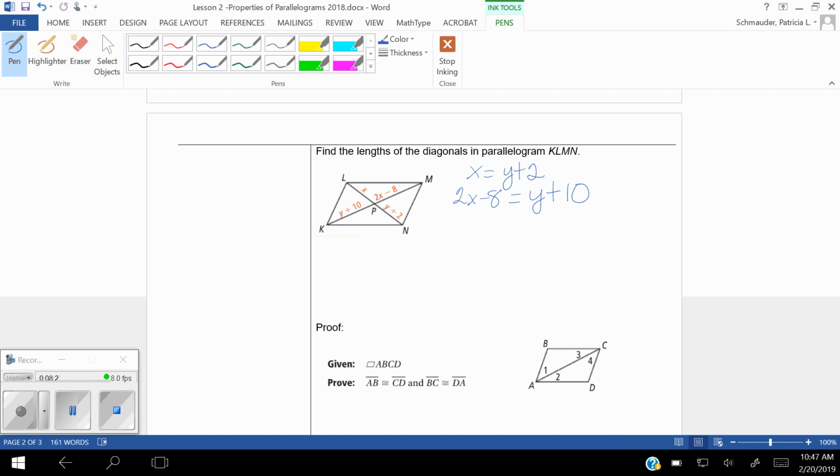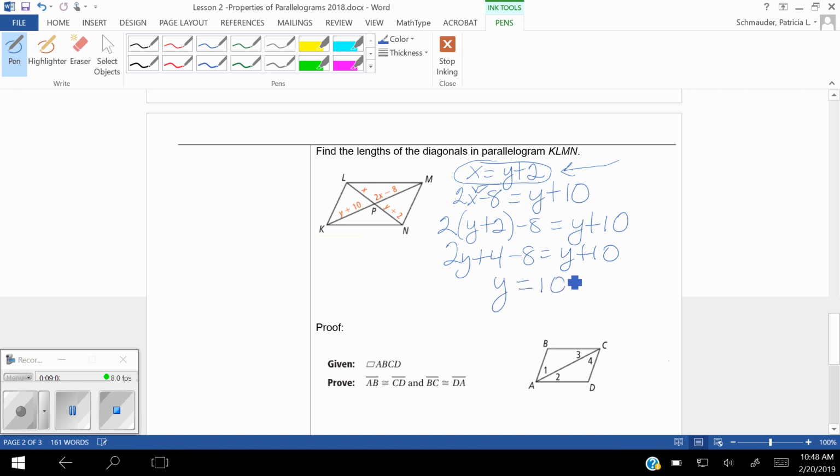A system of equations. This set of equations is going to be easy to solve by substitution because my first equation is already solved for x. So I'm going to take that value of x and plug it in right there. So I got 2 times y plus 2, because x equals y plus 2. Now I've got one equation, one unknown. I can solve it. 2y plus 4 minus 8 equals y plus 10. So subtract y from both sides, and I get y minus 4 equals 10, so plus 4. So y equals 14.